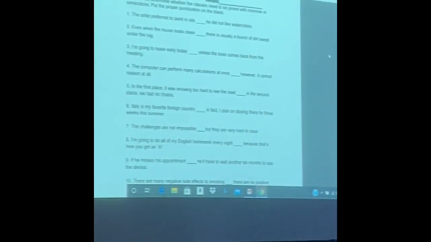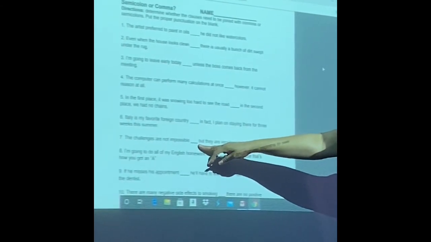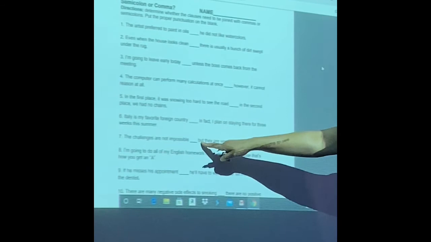Number 6, Italy is my favorite foreign country. Comma or semicolon? In fact, I plan on staying there for 3 weeks this summer. Semicolon. The challenges are not impossible, comma or semicolon, but they are very hard to. Semicolon goes there? Comma, because we have what? But, and but's a FANBOYS coordinating conjunction.